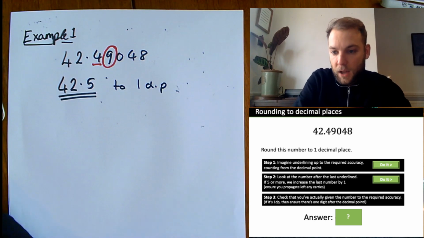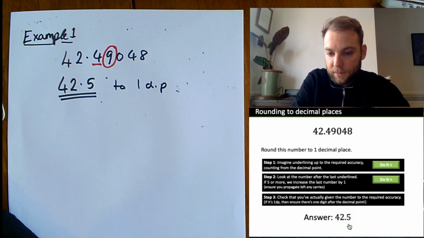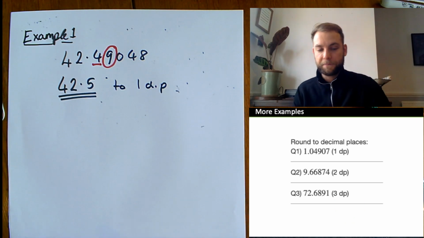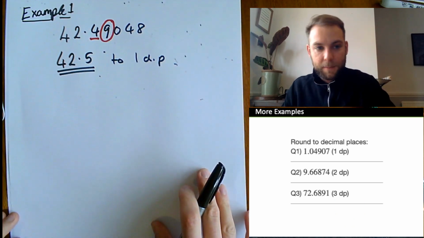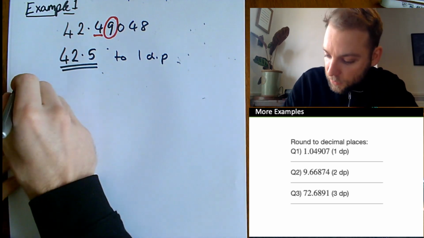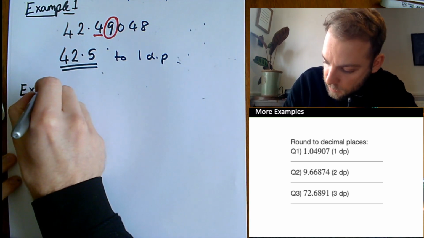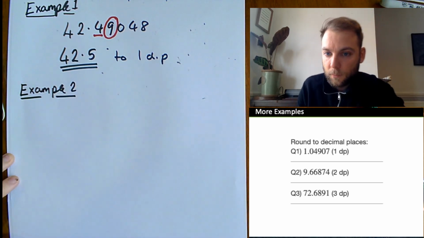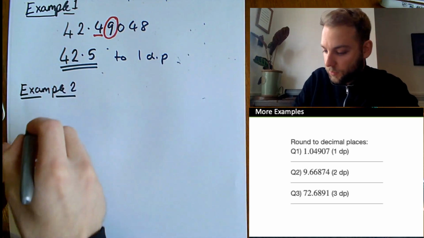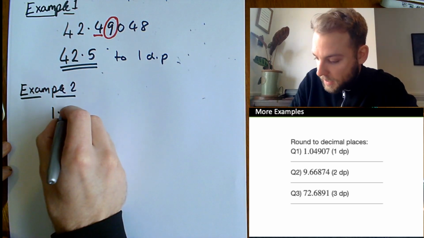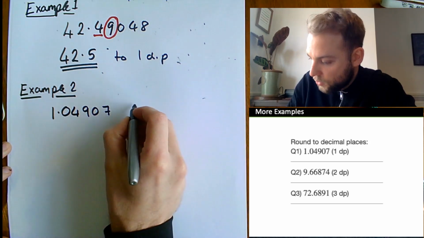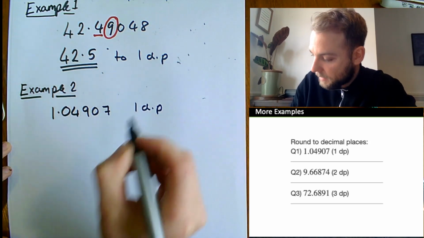Okay, let's have a look at the next one. So we've got 3 here for us to have a go at. Okay, so let's go example 2, just to get it in our books. We might as well do a few of these. Example 2. So this one here says round 1.04907 to 1 decimal place.